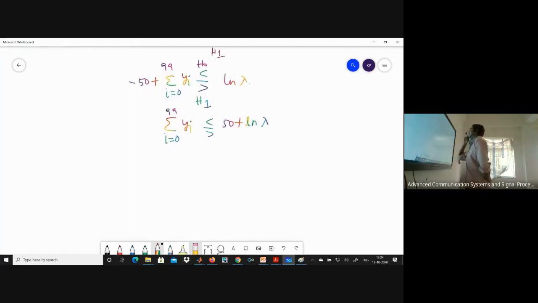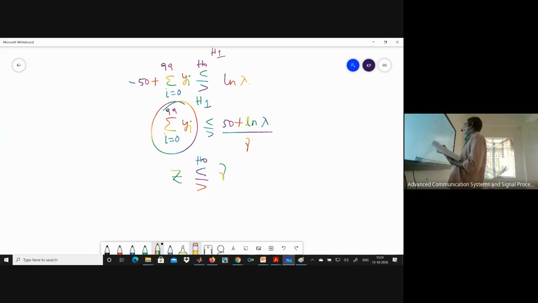Now this is my new random variable, the summation of yi from i equals 0 to 99. Let me assume this is my threshold gamma. So this is z, gamma, h naught, h1. I want you people to draw the probability density functions of z when h naught has been transmitted, and z when h1 has been transmitted.